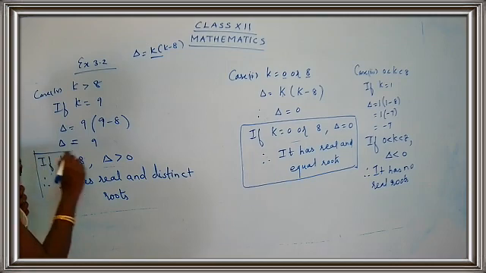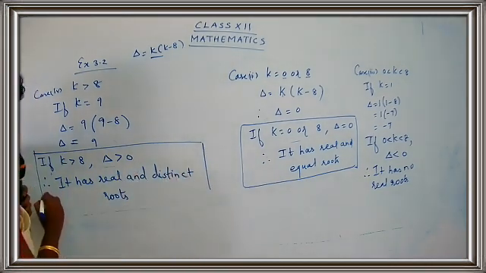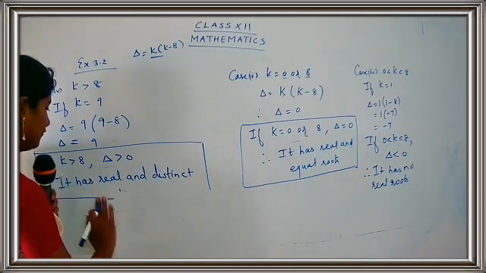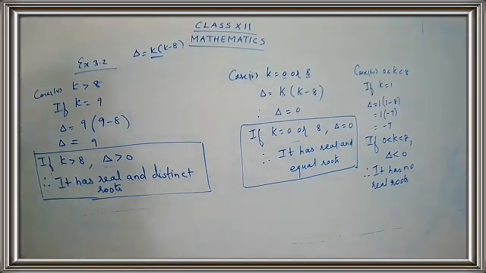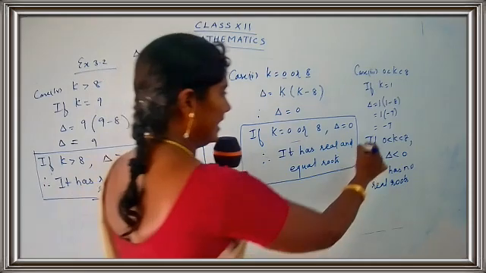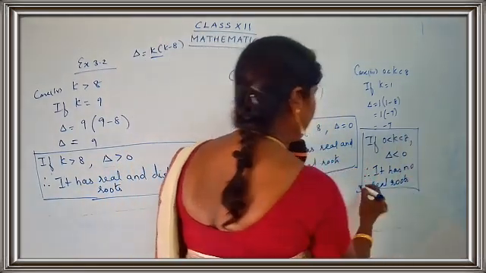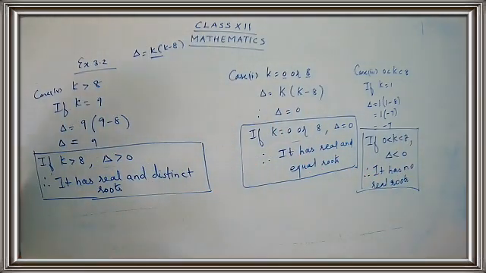So if k is greater than 8, then delta is greater than 0. Therefore, it has real and distinct roots. Highlight your answers here. Also, highlight your answers. So we have completed the first sum.